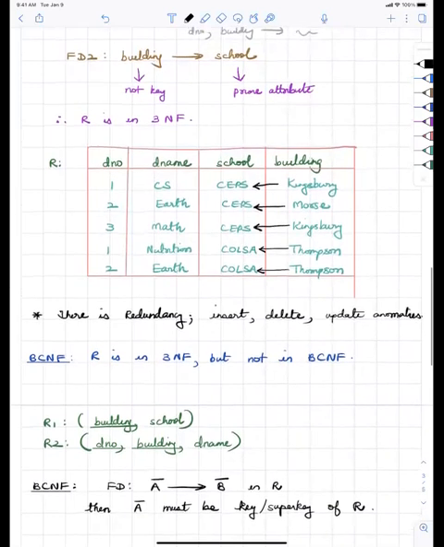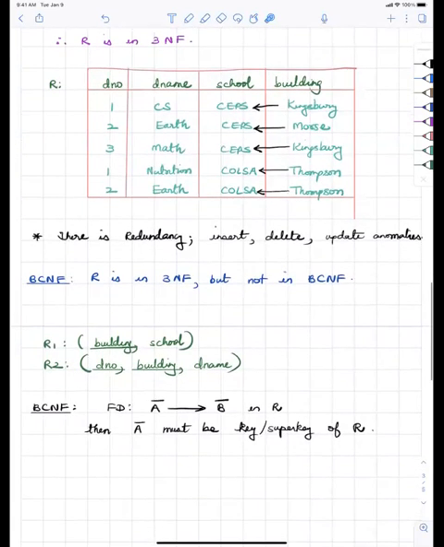So in the previous case, FD2, building, was not a key. That's the reason why R is not in Boyce-Codd normal form, it's in third normal form. But now if you look at R1 and R2 out here, you have building determines school, and then you have D number, building determines D name. Because of that, in both these cases, the left-hand side is always a key. So therefore, R1 and R2, the way it's set up out here, are in Boyce-Codd normal form.